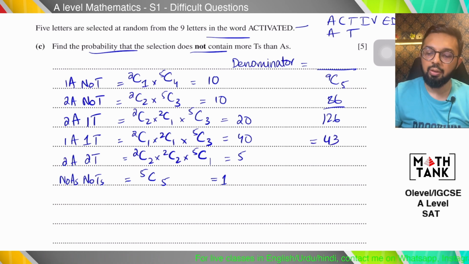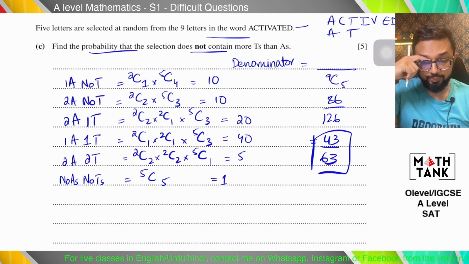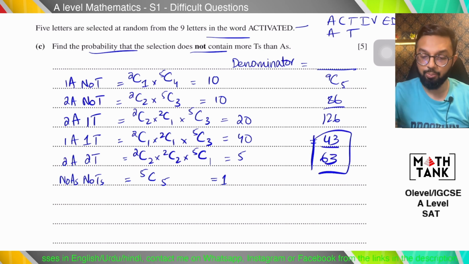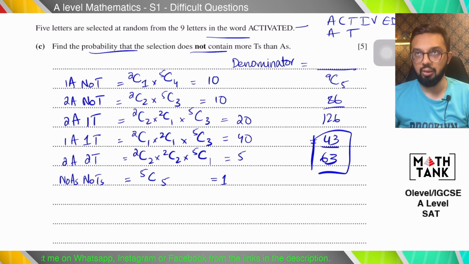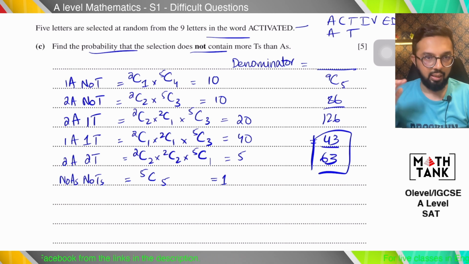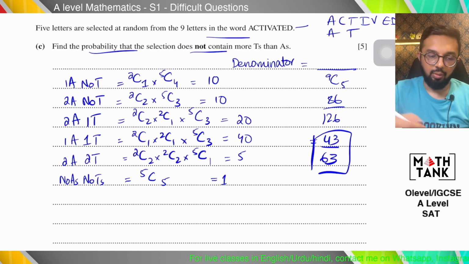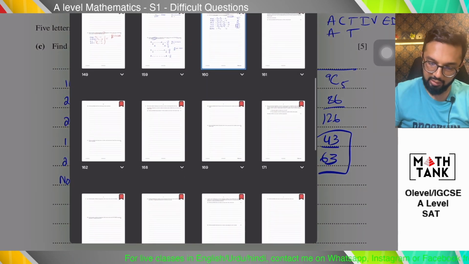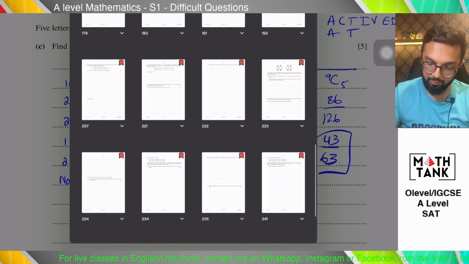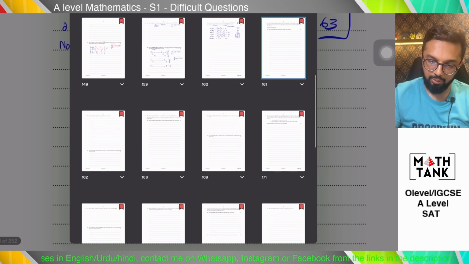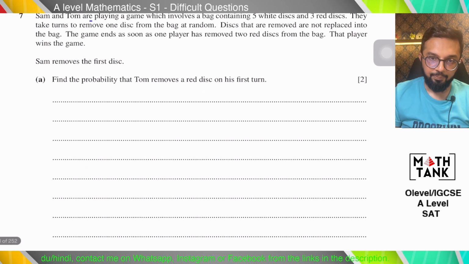In fact, although this could have been done in a shorter way, if I had done 1 minus contains more T's than A's, that would have been easy. I could have said 1T and no A, 2 T's and no A, and 2 T's and 1 A, and just subtracted that. Okay, so we could have done that too. Moving on to the next difficult question that I have here for you. I still have a lot more to go on, so there'll probably be a third video as well.